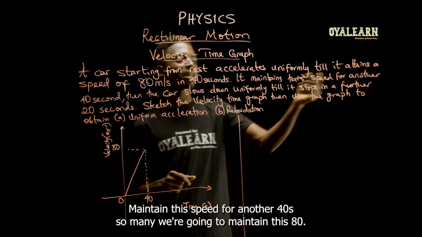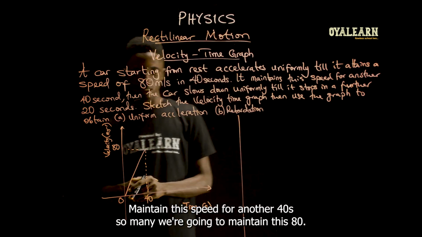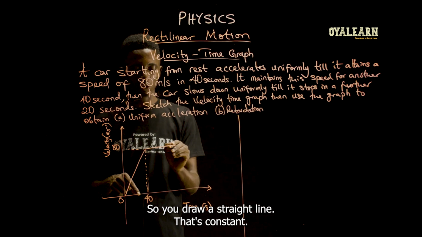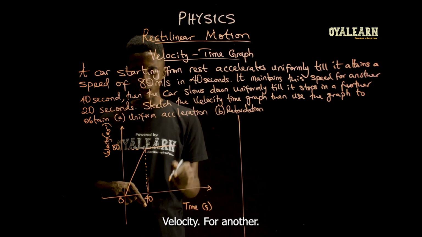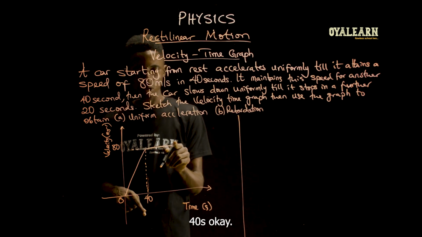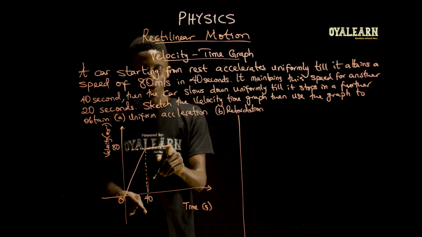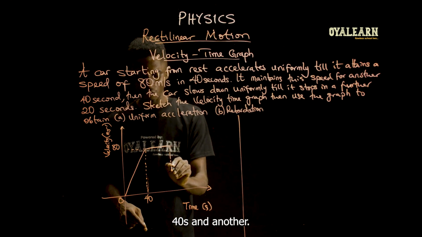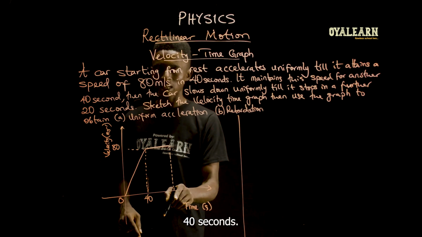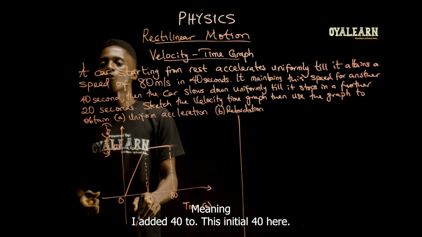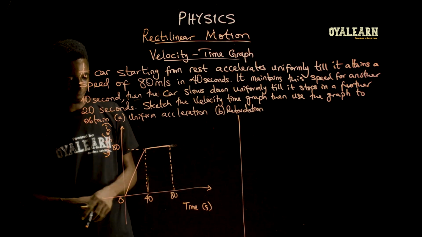Now we are told to maintain this speed for another 40 seconds. So meaning we're going to maintain this 80. So you draw a straight line, that's constant velocity, for another 40 seconds. Okay, now I try to make sure that the time interval here is similar to what is here. So what we have here is another 40 seconds. In another 40 seconds, the time taken now would be 80, right? Meaning I added 40 to this initial 40 here.